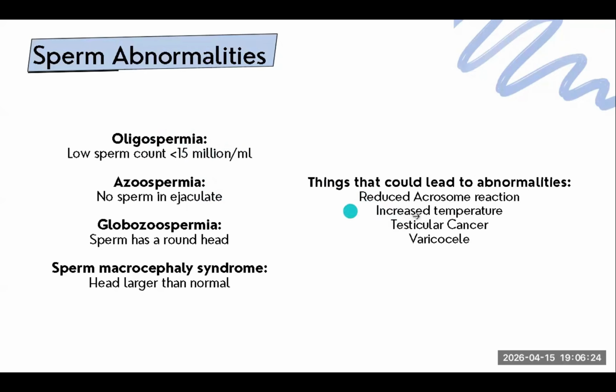And then testicular cancer. In cases of testicular cancer, you have a higher chance of producing abnormal sperms like globospermia and sperm macrocephaly syndrome. And finally, with varicocele, the blood piling up would heat up the testes, and just like with cryptorchidism, spermatogenesis will not take place. This will leave us with oligospermia and in severe cases, azoospermia.